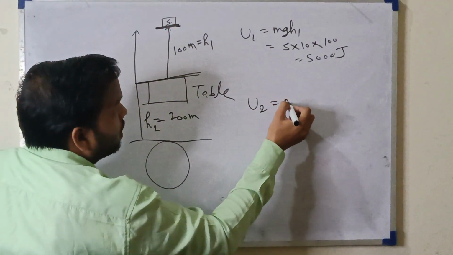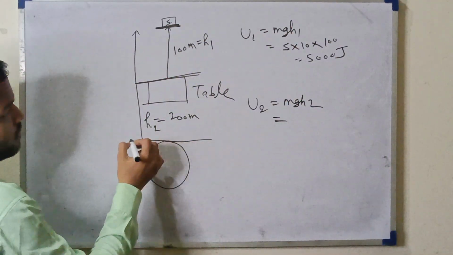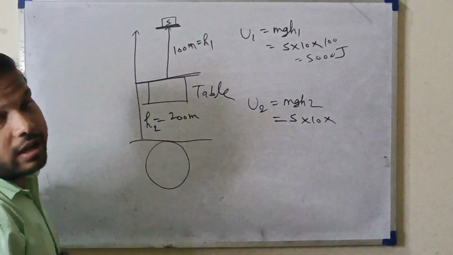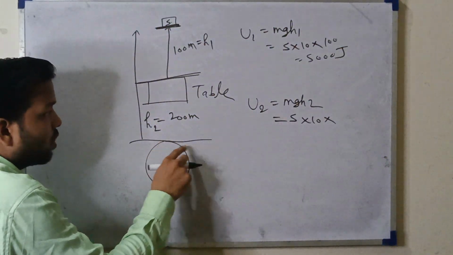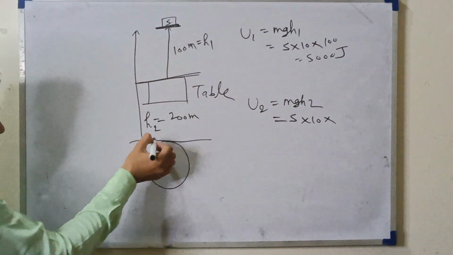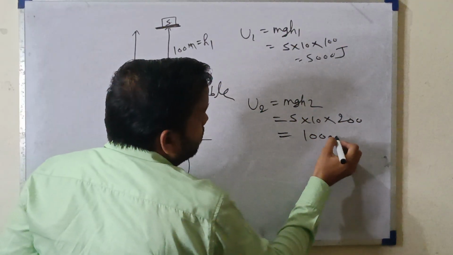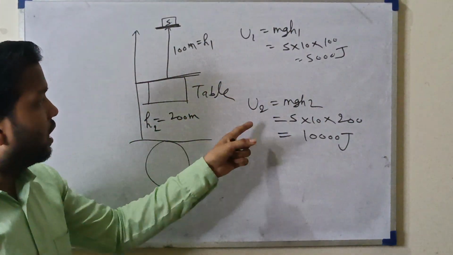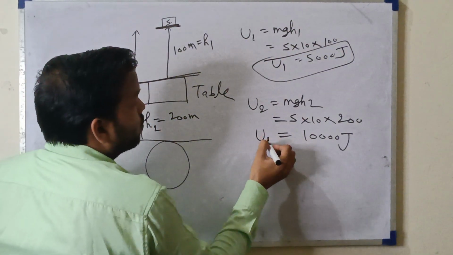U2 is equal to m g h2. Now I'm talking about this surface. So m is 5, g is 10 and h2. At this time I am calculating the value of U from the earth surface of the same object. Now this complete height is 200 meter. Now this will become 10,000 joule. See the values U1 and U2. This is U1 and this is U2.